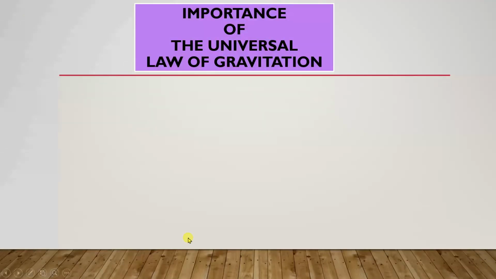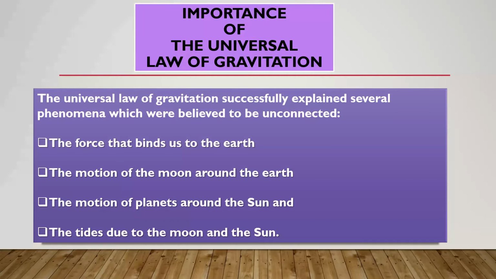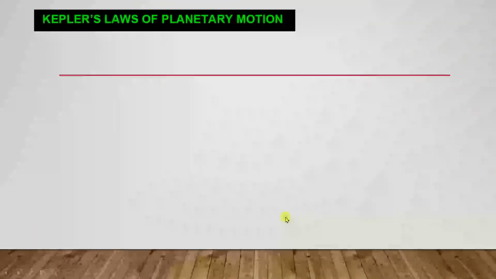Now, what is the importance of universal law of gravitation? बेटा, ये लॉ हेल्प करता है टू डिफाइन वेरियस फिनोमेना. जैसे it helps to explain the force that binds us to the earth, then motion of the moon around the earth, motion of planets around the sun, and also the tides formation due to the moon and the sun's gravitational force. So universal law of gravitation successfully explains all these phenomena.